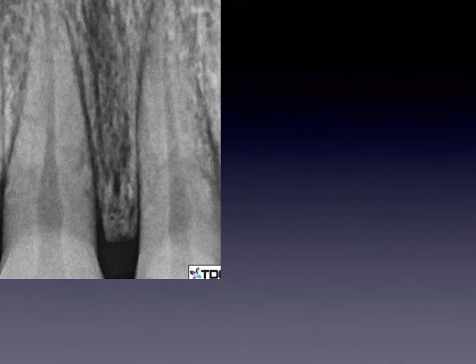This is a periapical of teeth after a traumatic injury. And there's no real evidence of a root fracture. There are some faint little lines in there, but is that a root fracture? I don't think it's very clear.